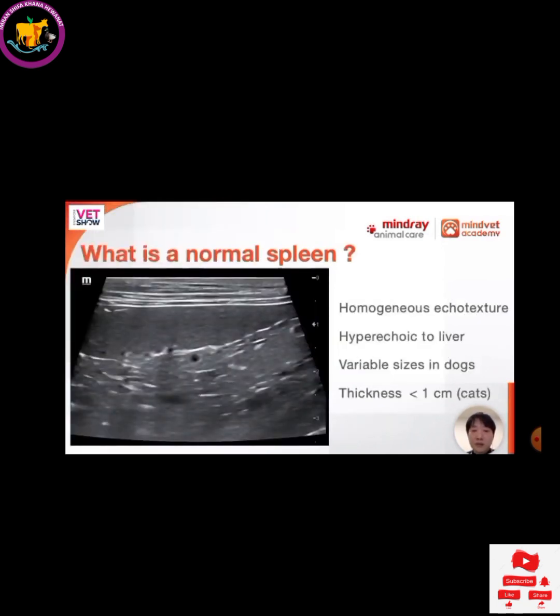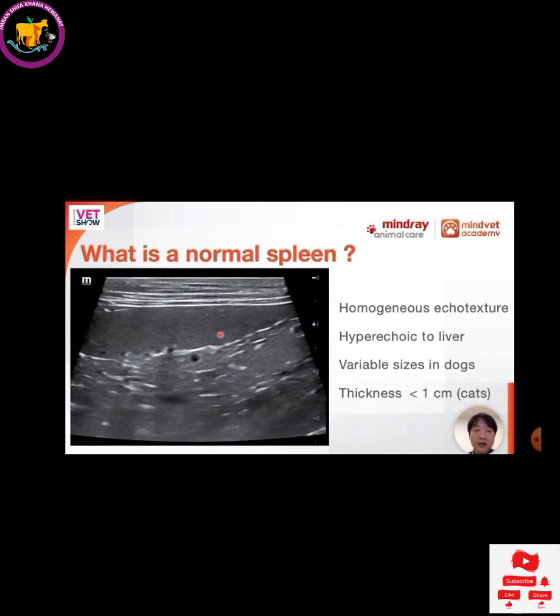What is a normal spleen? The splenic parenchyma has a homogeneous and fine echo texture, and it is covered by a thin hyperechoic capsule here. Additionally, the spleen appears hyperechoic compared to the liver.